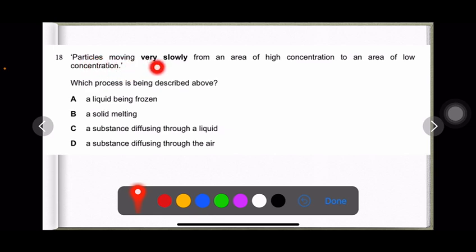Particles moving very slowly from an area of higher concentration to an area of lower concentration. Which process is being described above? As you know, this definition is saying for diffusion, and very slowly it means this is not a gas because gas particles are faster, so it must be a substance diffusing through a liquid.